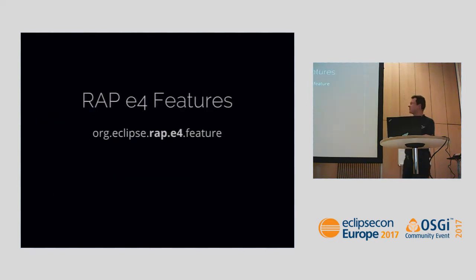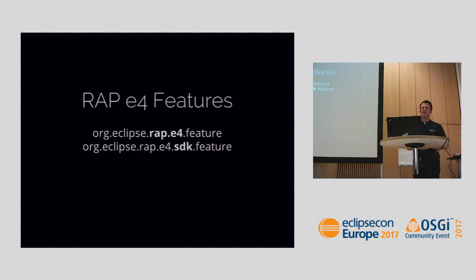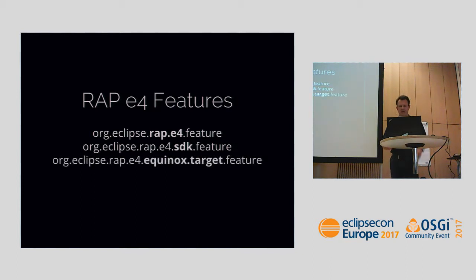The RAP E4 features, we try to structure them in the same way as we have in the other RAP bundles. There's the RAP E4 feature bundle that contains our own contributions, including the E4 bundle that you have seen before. Then there's an SDK feature that includes the first one, the RAP E4 feature, but includes the source code as well. So that's probably what you need to develop. Then we provide an Equinox target feature that adds on top of the other ones a Jetty runtime to have an integrated web server available and all Equinox bundles that are required for RAP. And last but not least, the examples features, a feature that contains some RAP E4 examples.